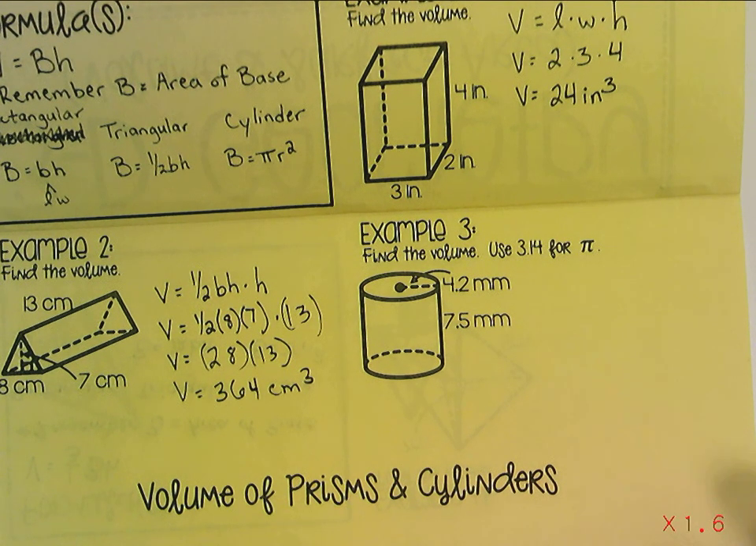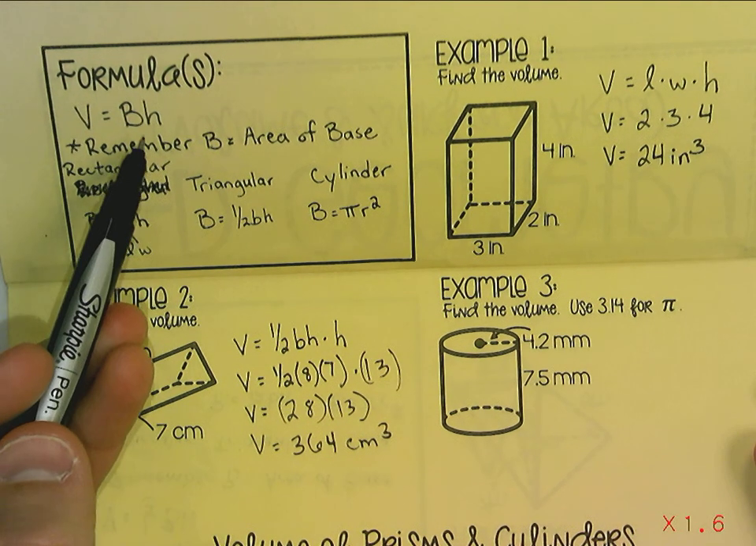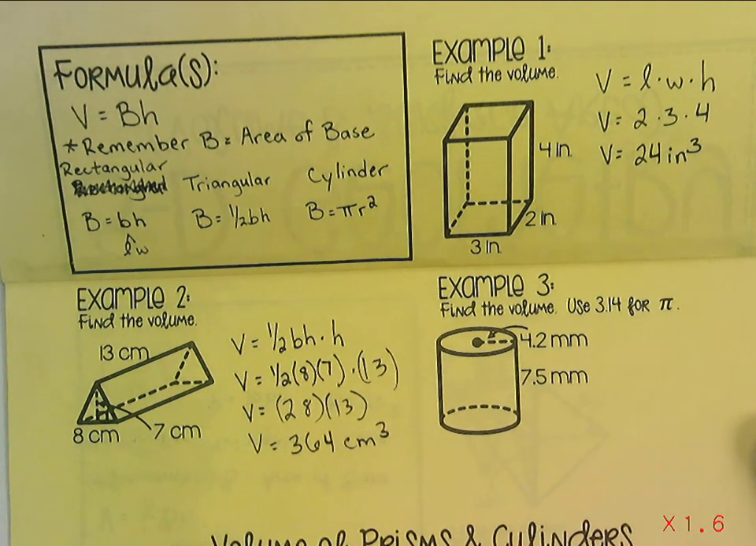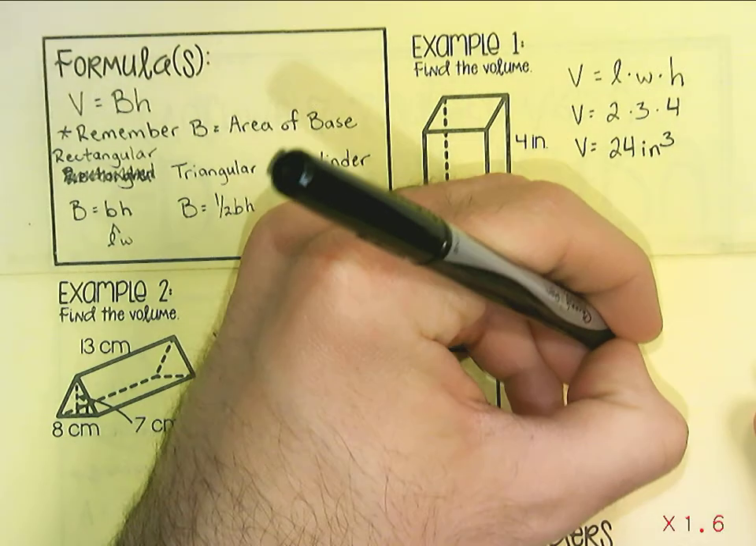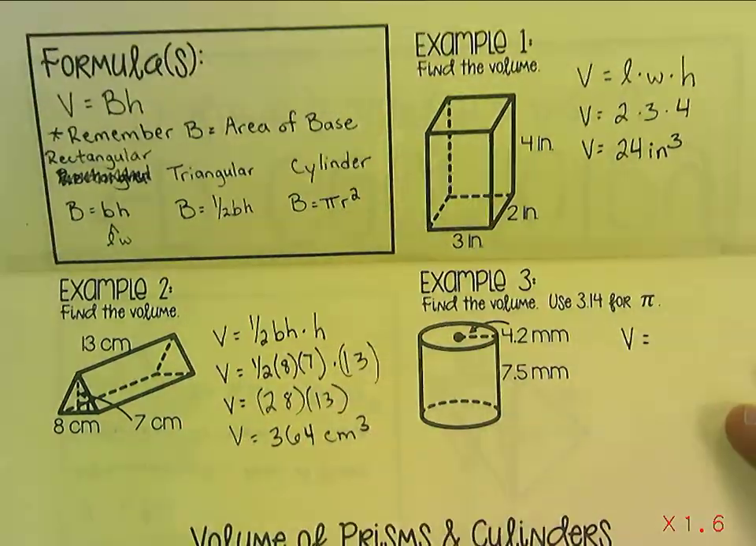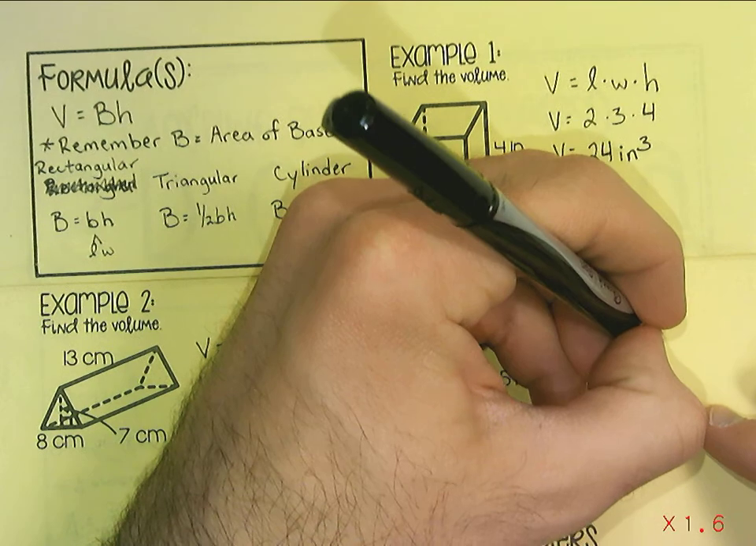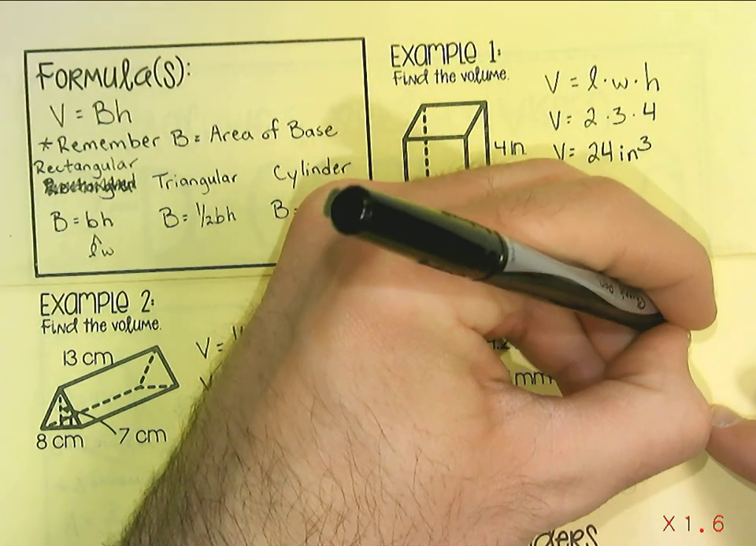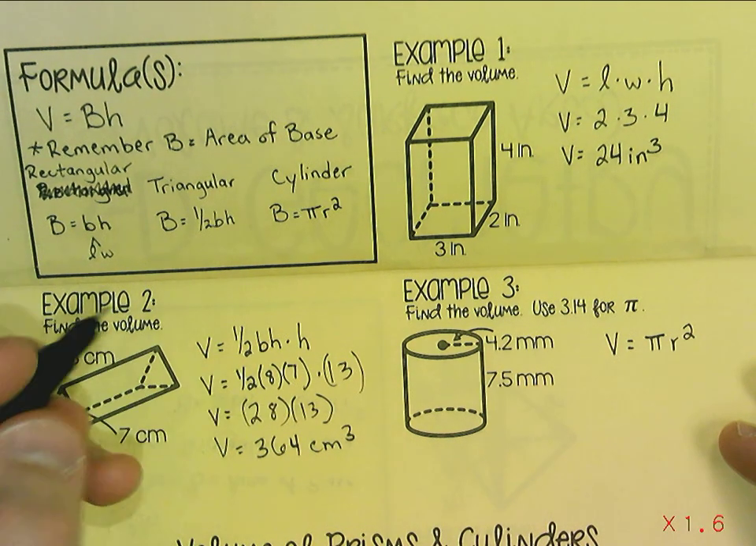Last but not least, we have a cylinder here. So again, we're still looking at volume equals base times height, so whatever the area of the base is times the height. Our base in this case is a circle, so the equation we would have is volume equals pi r squared, and then that is times the height.